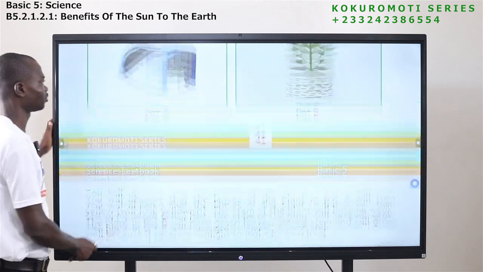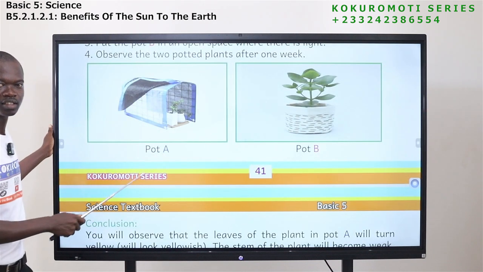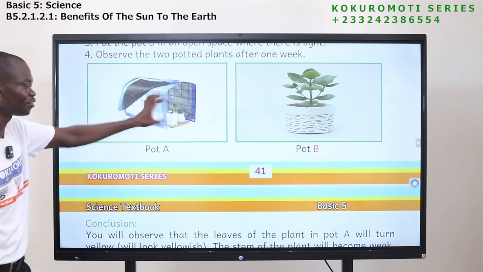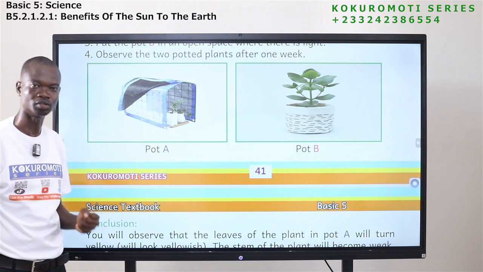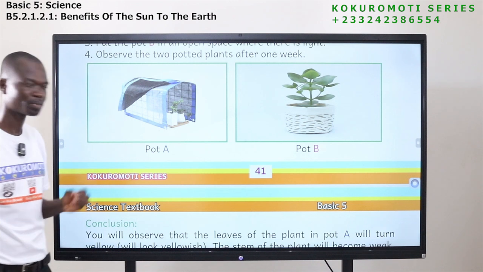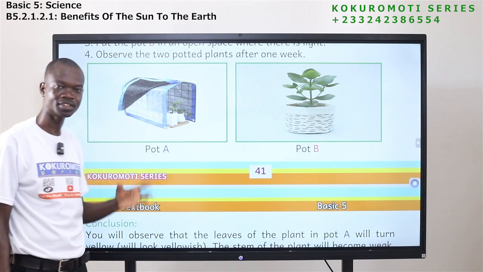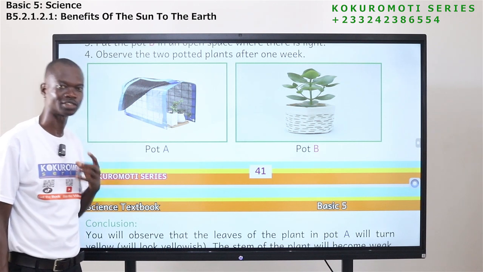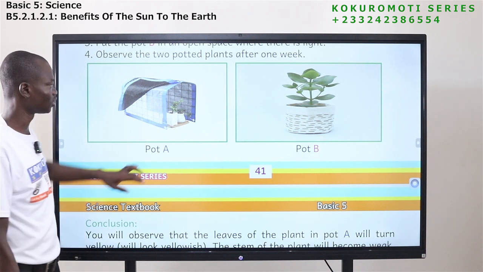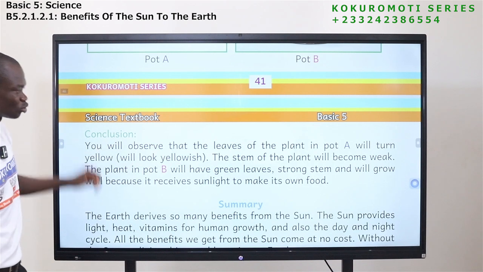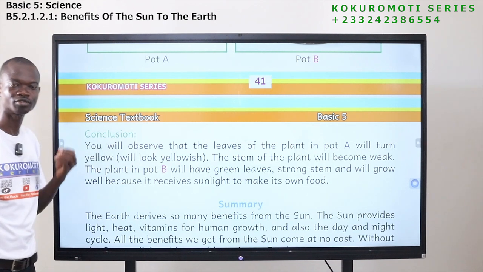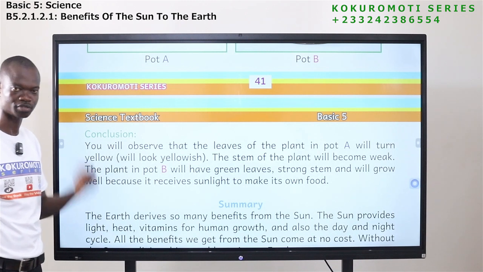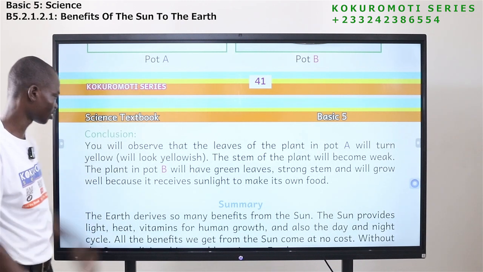So this one, if you cover it in such a way that the sun cannot enter, the leaves will turn to what? Yellow. A healthy plant should have green leaves. But if it is not healthy, the leaves will not look green again. It will turn yellowish in color. So the stem too will become weak, meaning it doesn't have food. It's not able to prepare or make its own food. That is why. But this one, let's look at the B.